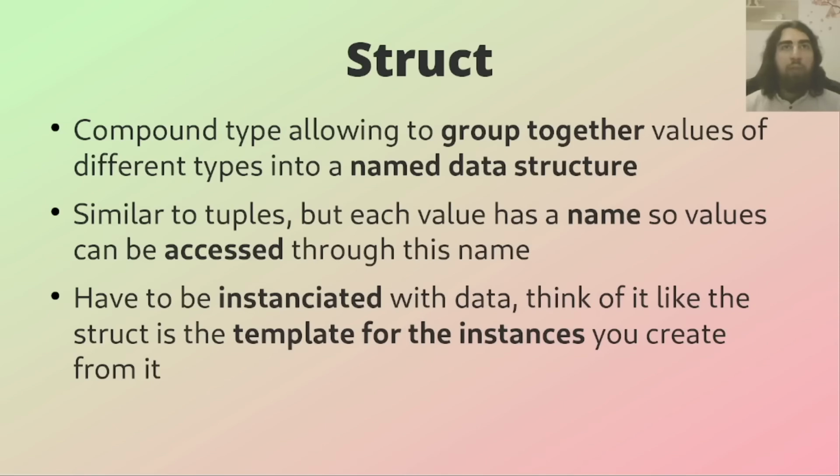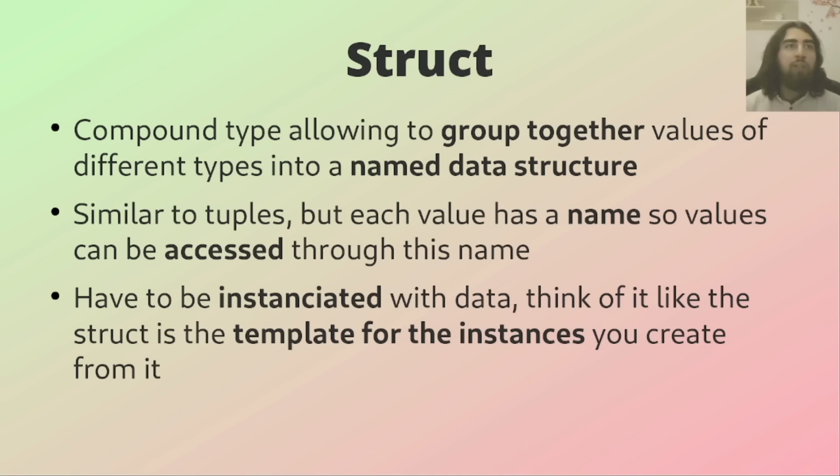Up until now, we have been using types that are defined in the standard library, but we can in fact create our own types. And we can do that by using a struct. Now, a struct is a compound type allowing to group together values of different types into a named data structure. It's similar to tuples, but each value has a name, so the values can then be accessed through this name.